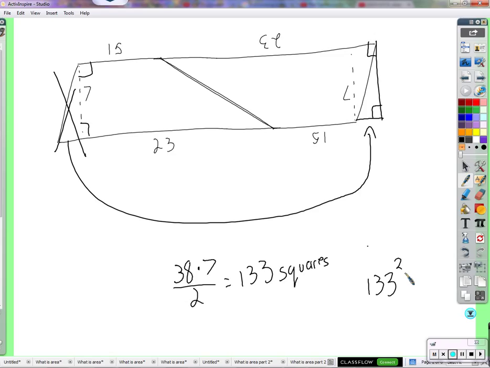133. 133 times 133 is big or small? Big. Very, very big, right? And is that the number of squares that will fit? No. Not squares where 15 can fit here and 23 can fit there. Really tiny squares could, but then we're talking about different size squares. So, 133 squares. And what squares? Squares where 15 of those squares would fit along this side and 23 would fit along this side. So, squares. Not a square, okay?